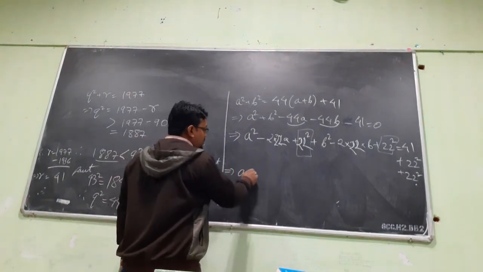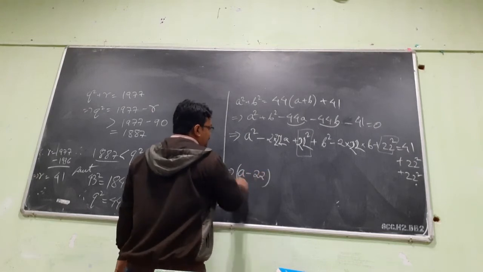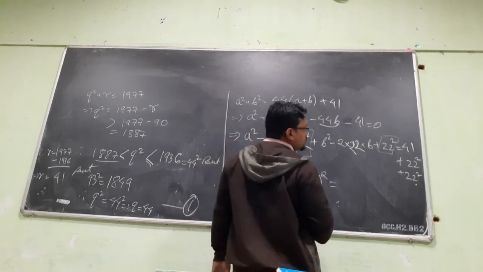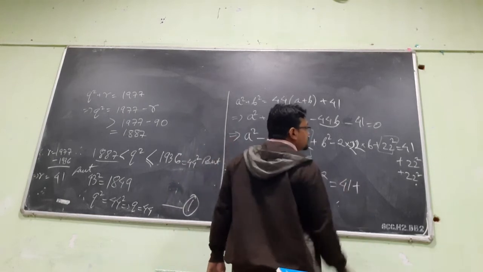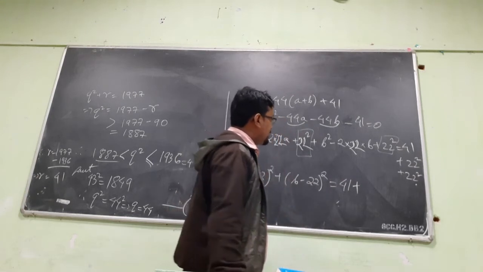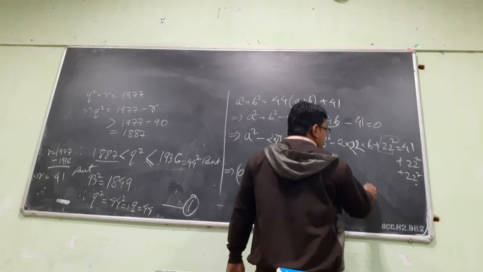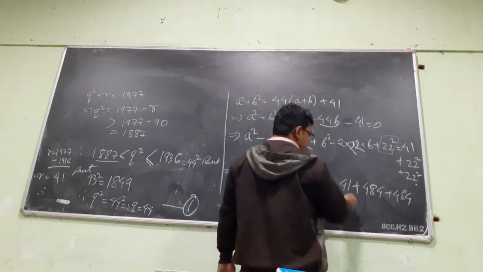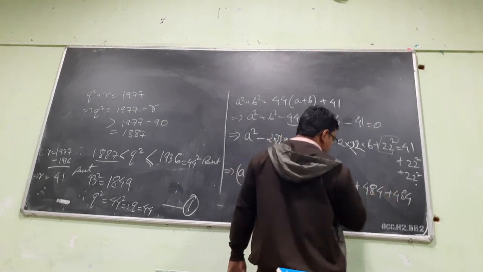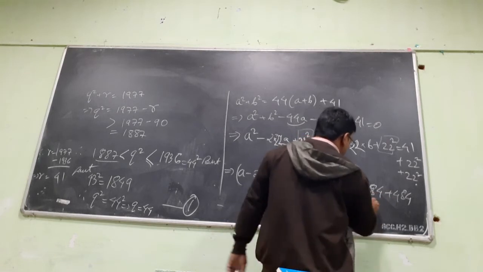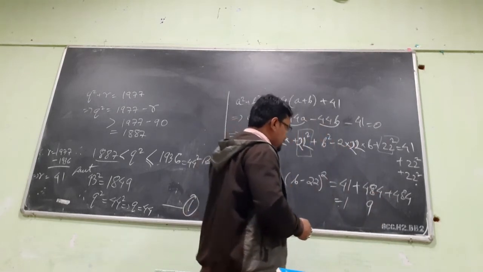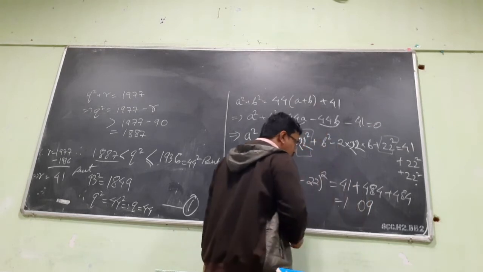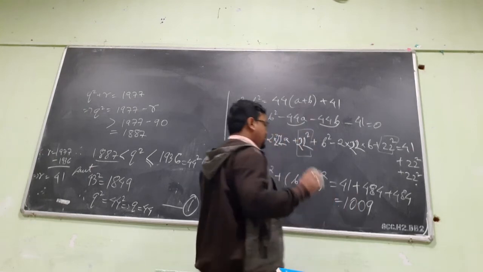So from here you have a minus 22 whole square plus b minus 22 whole square is equal to 41 plus 22 square plus 22 square. 22 square is 484, so the total is 1009.